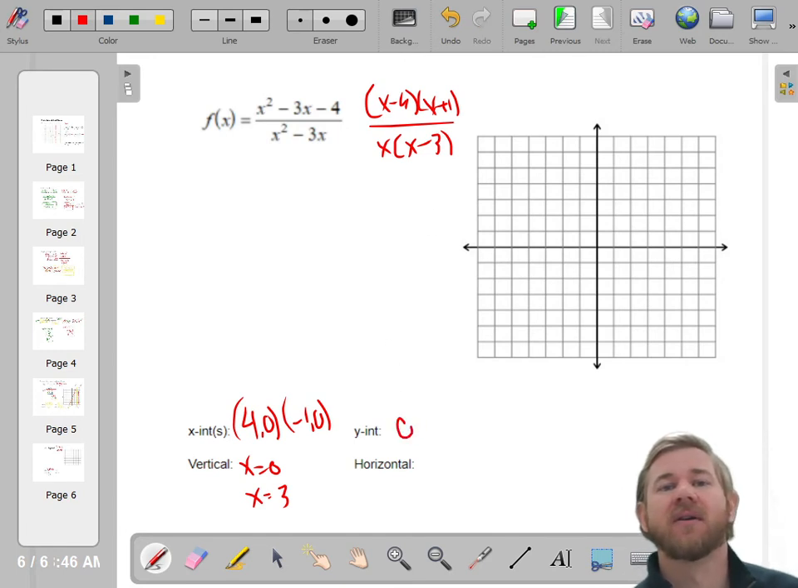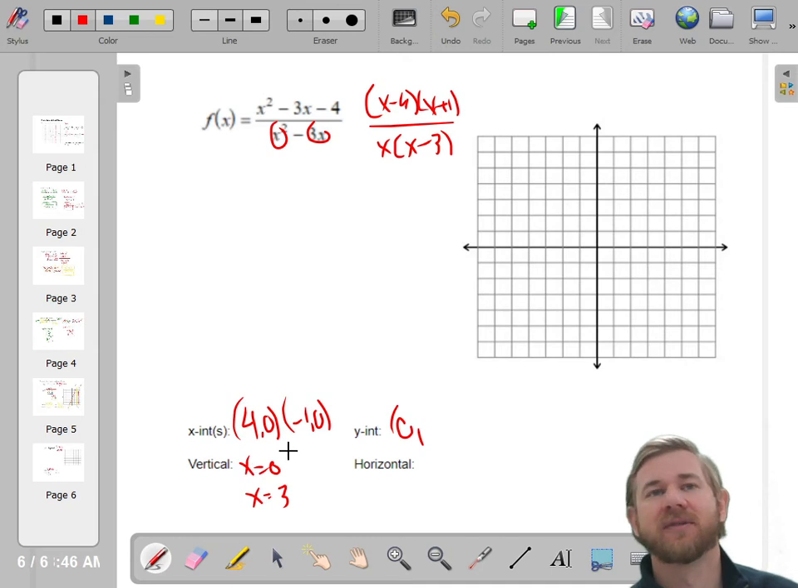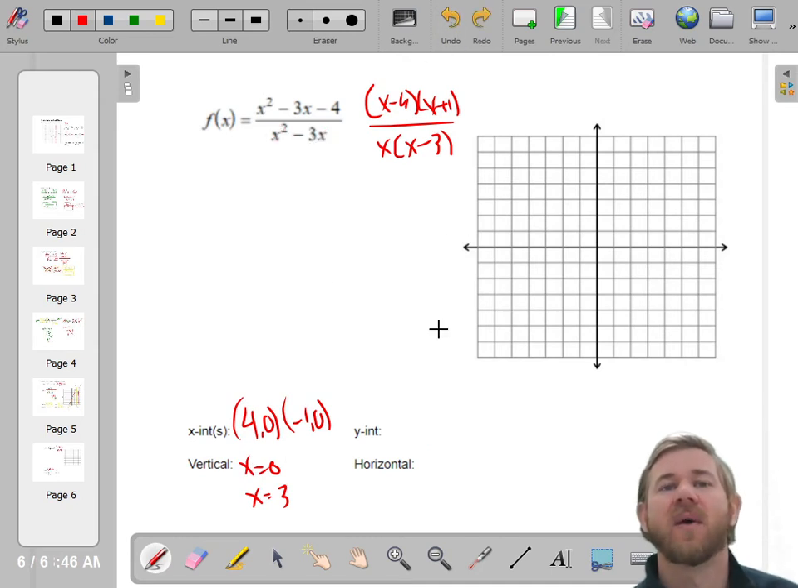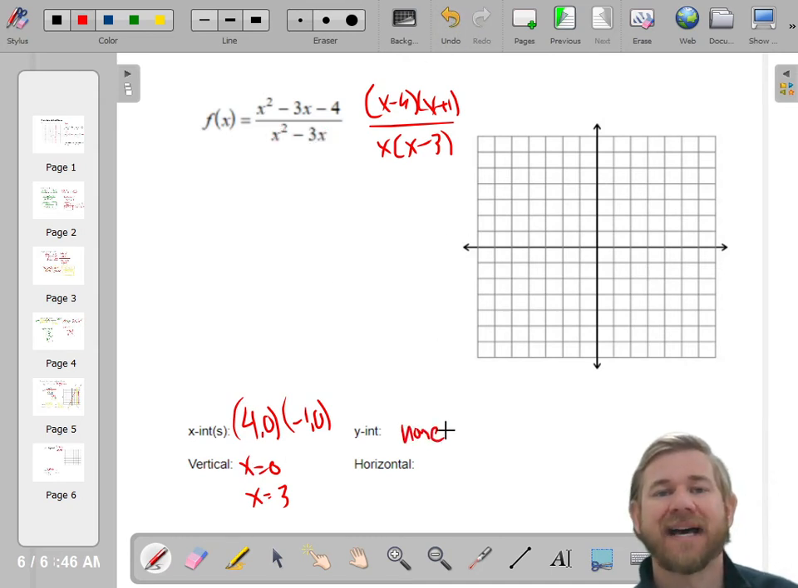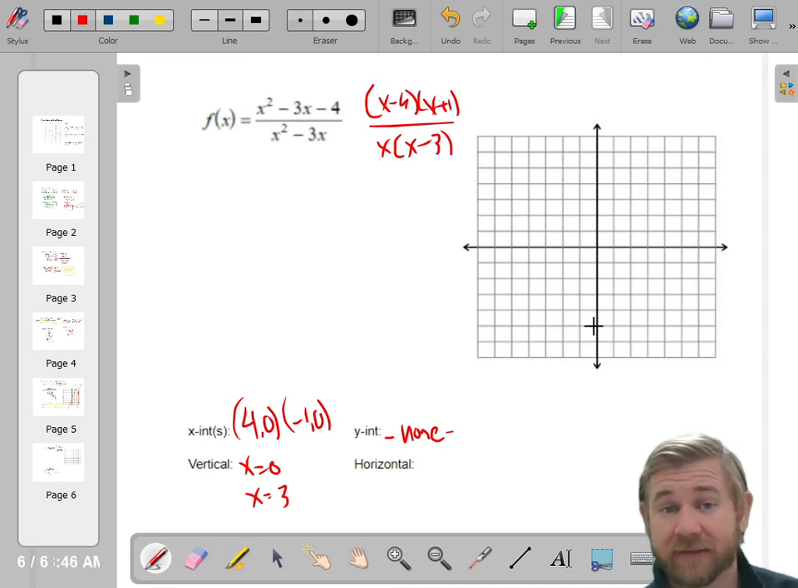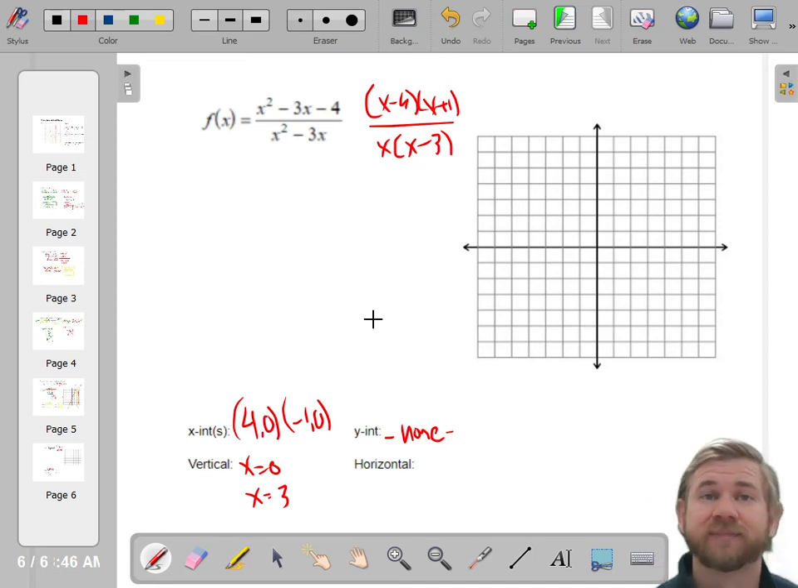Y-intercept, 0, comma, wait a minute. If you plug in 0, you have a vertical asymptote at 0. That's not going to work. There is no y-intercept in this problem. It's asymptotic. You've got a vertical asymptote on the y-axis. That means you're not going to hit the y-axis because you can't cross a vertical asymptote.